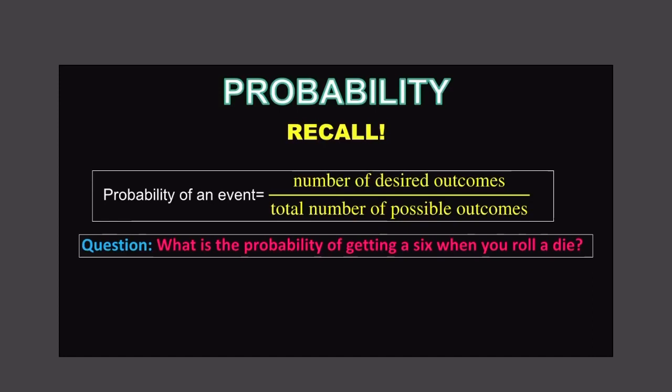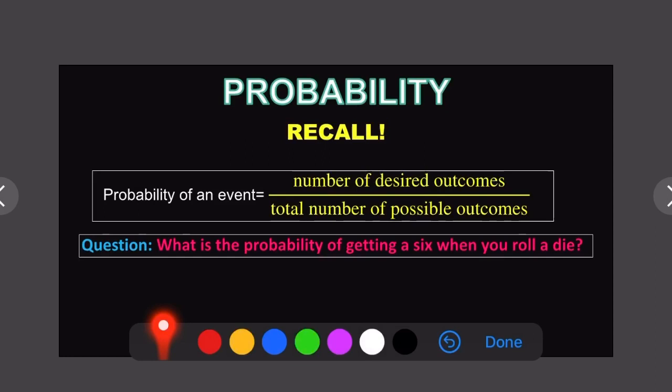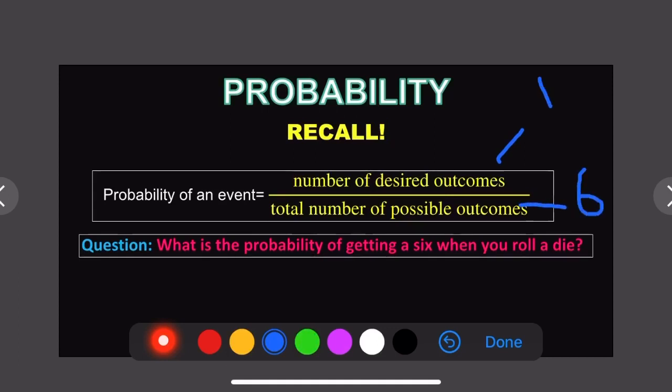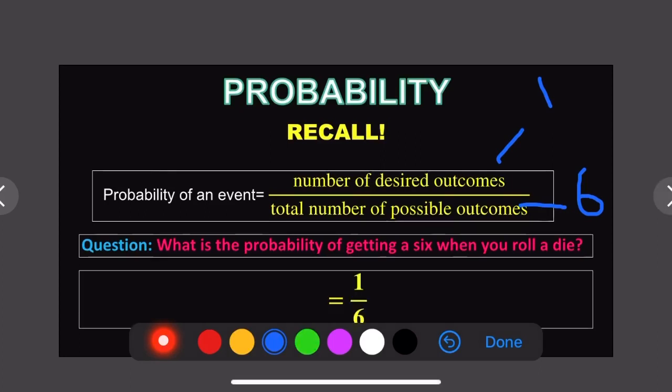First of all, find out the possible outcomes. So the number of possible outcomes on a die is 6, right? Because it has 6 faces. And getting a 6 is just 1, right? So the number of desired outcomes is 1 and the number of possible outcomes is 6. When you put these values in the formula, we will get 1 over 6. Did you get the same answer? Well done.